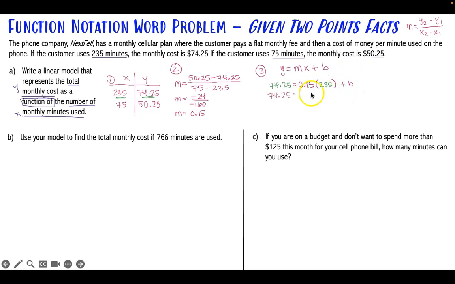So if we multiply this out, 0.15 times 235 becomes 35.25. And to get b by itself, we would subtract 35.25 on both sides. And then we get that b is equal to 39. So now we have a slope, and now we have our y-intercept, and we'll put this together in function notation. So this will be f of x equals 0.15x plus 39.